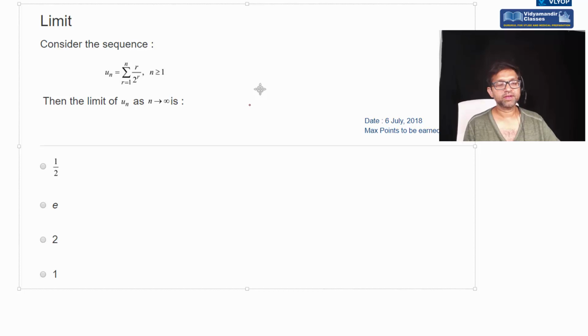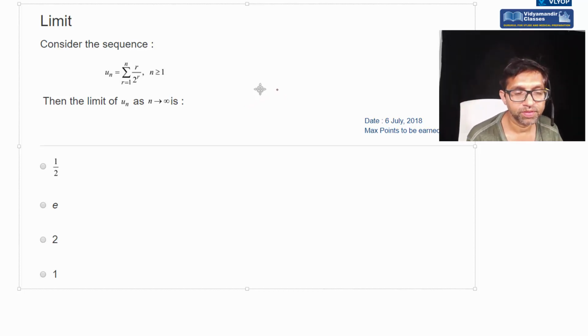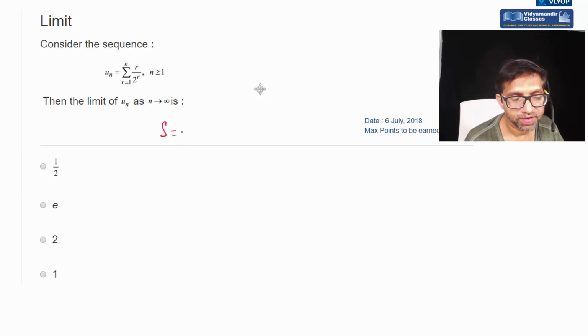Now, if you look at this question, it's based on arithmetico-geometric series, what we call AG series. Let me show you. AG series is a combination of AP and GP. The first term is ab, and then the next term is (a plus d) into br, and then (a plus 2d) into br square.